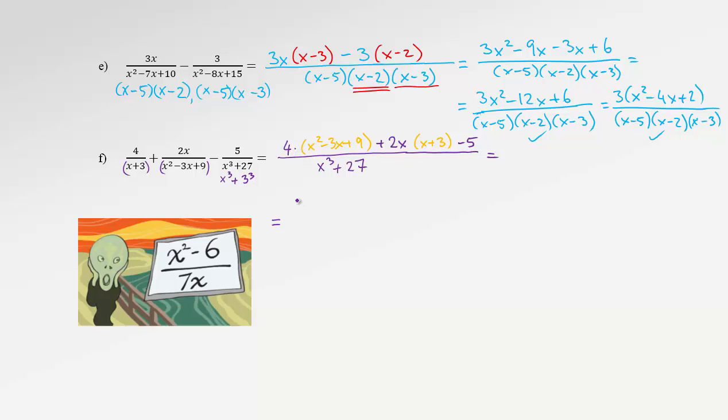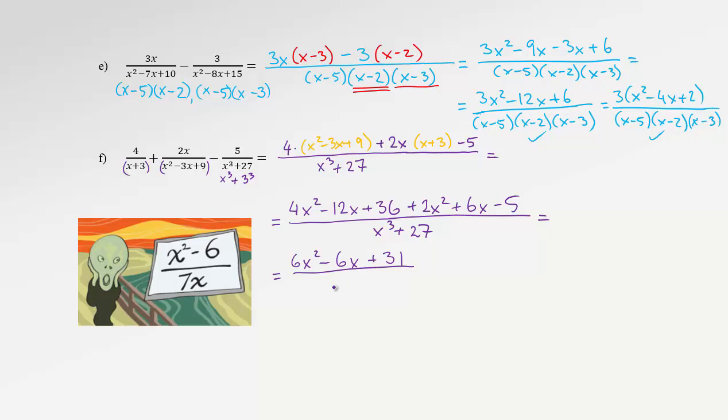Okay, let's see it underneath. We're going to release those brackets and then collect like terms. So we have 4x squared minus 12x plus 36, and then plus 2x squared plus 6x and minus 5. Everything over x cubed plus 3 cubed, which is 27. Okay, let's collect like terms. We get 6x squared minus 12 and plus 6 is minus 6x, and then 36 minus 5 is plus 31. Everything over x cubed plus 27.